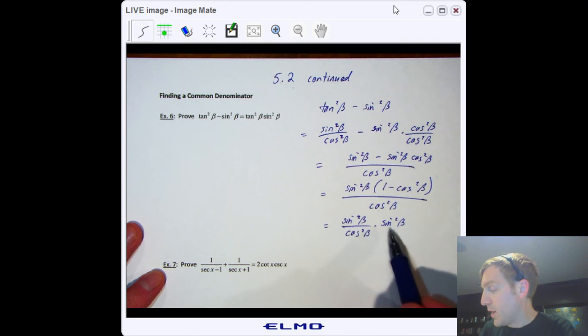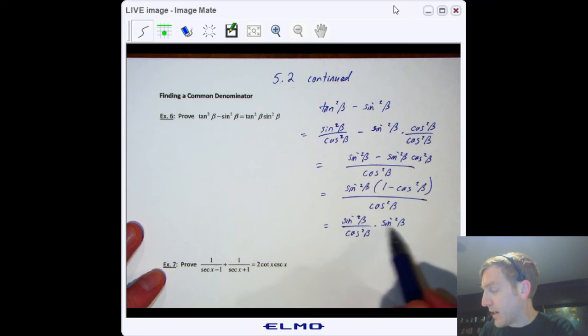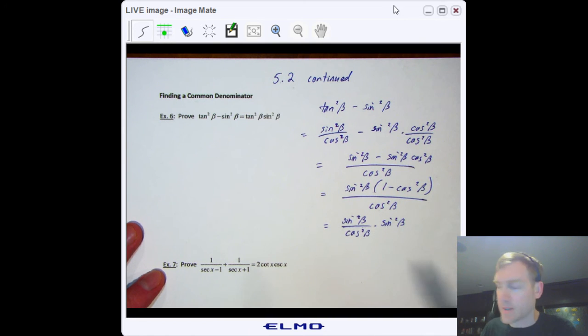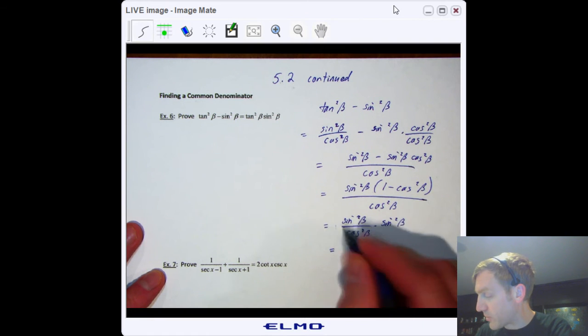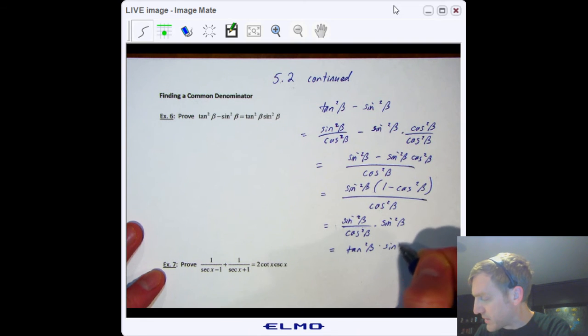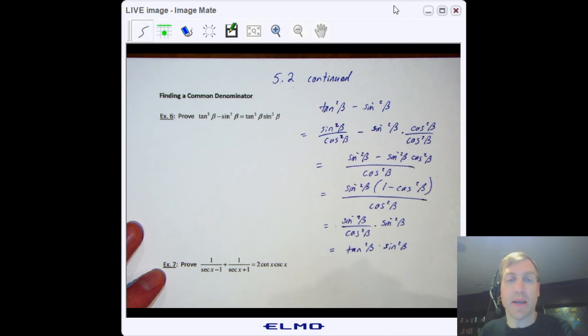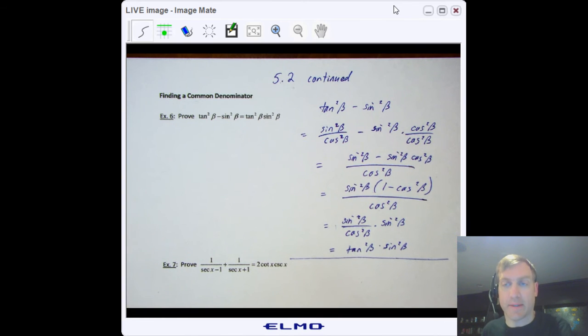Now, if you wanted to, you don't have to break up the fraction. I could put that all over cosine squared beta. It's the same thing, right? Because this is multiplying. So whether you write this outside the fraction or in the numerator of the fraction doesn't matter, okay? But then what happens? Sine squared beta over cosine squared beta, there's my tangent squared beta, and then times sine squared beta. And that was my answer. That's what I was supposed to show. Okay, so that was example 6.